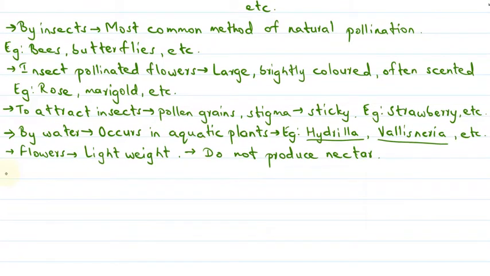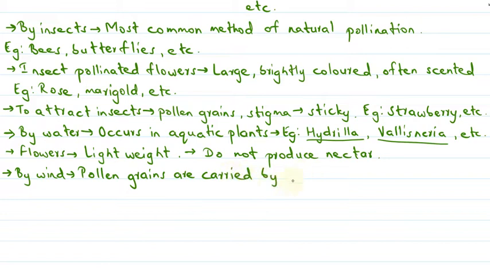So the next agent we will talk about is pollination that takes place by wind. In this type of pollination, pollen grains are carried by wind, and they get deposited on the stigma.